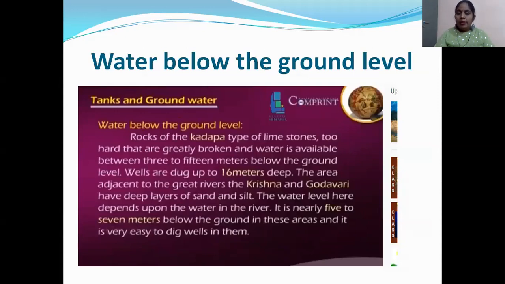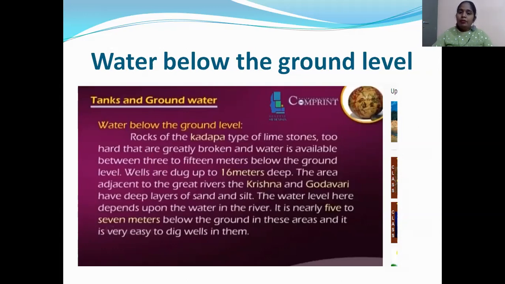Generally, how does it happen? Rocks of the Kadapa type of limestone are too hard and greatly broken, and water is available between 3 to 15 meters below the ground level. Wells are dug up to 16 meters deep. The area adjacent to the great rivers, the Krishna and Godavari, have deep layers of sand and silt. You have heard about the Kadapa stones, isn't it? The Kadapa limestones are too hard to break. The water is available between 3 to 15 meters below the ground level.